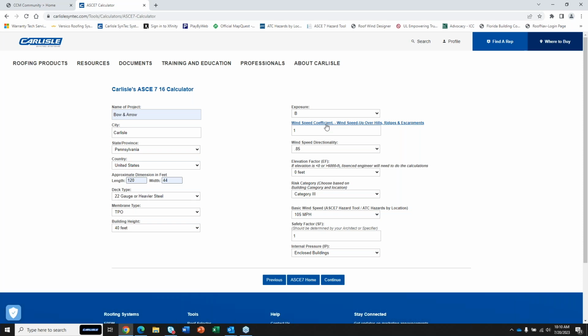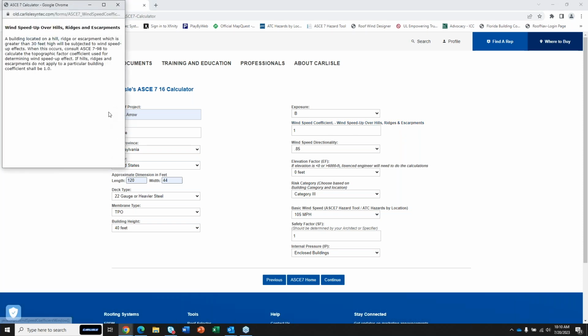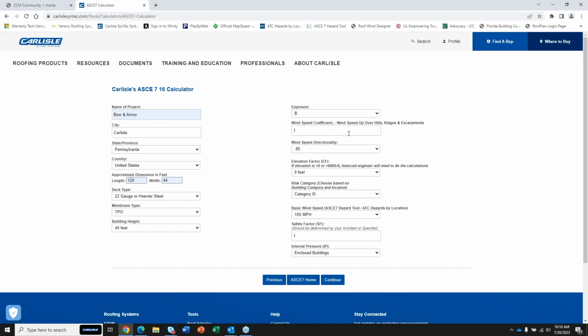This portion about the wind speed coefficient associated to escarpments is a bit more complicated, but I would basically leave that as a 1, that's allowed by the ASCE 7. That's a conservative approach and just makes it a little bit easier.